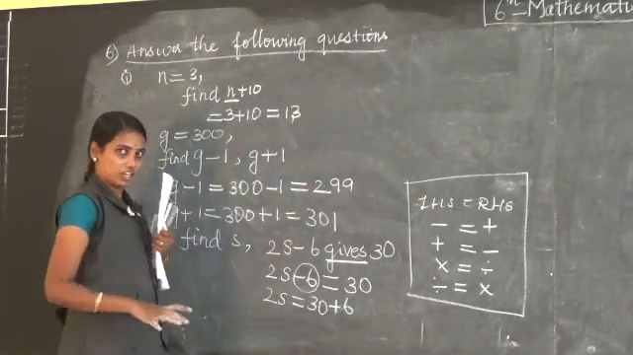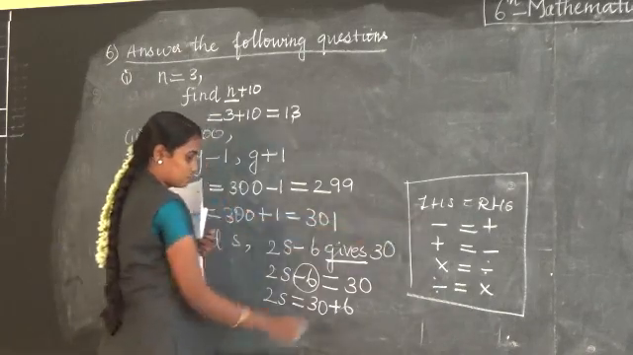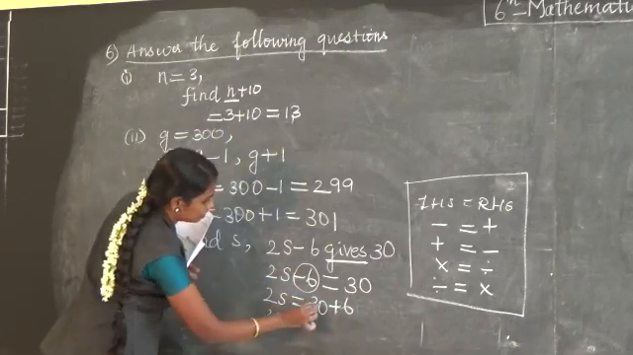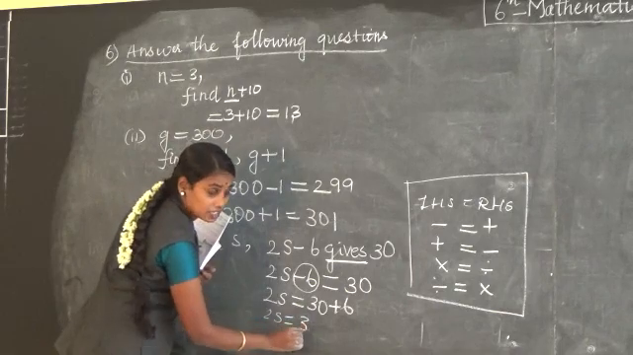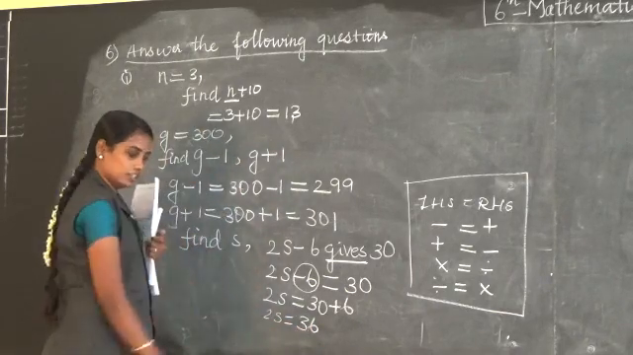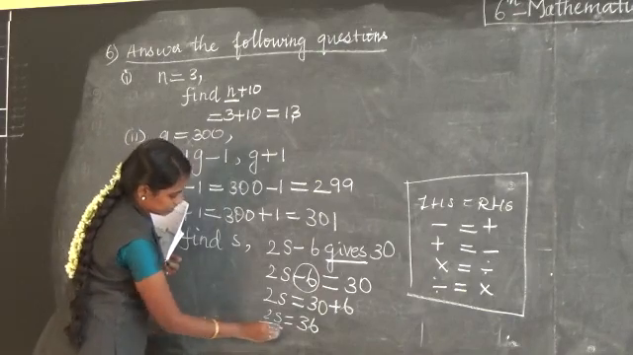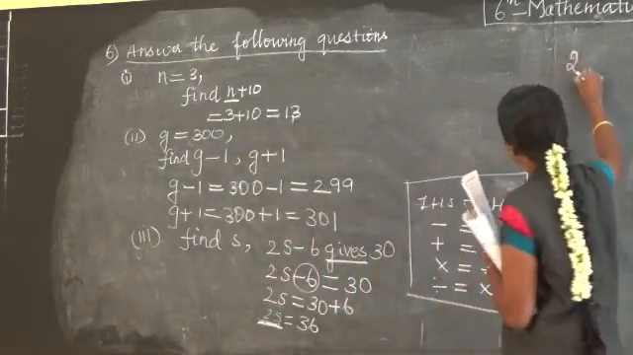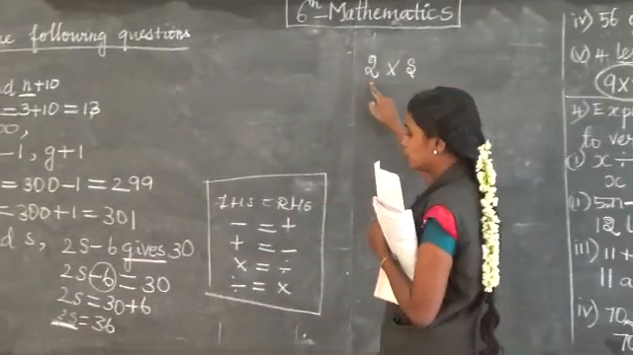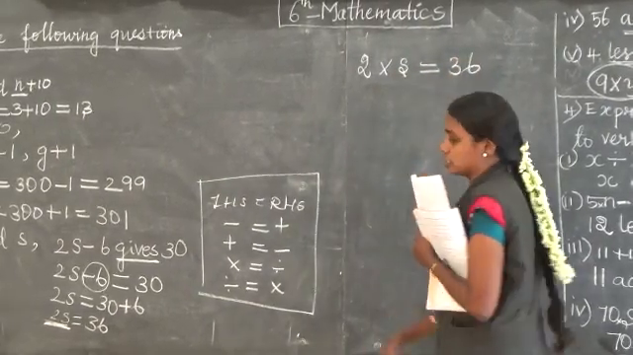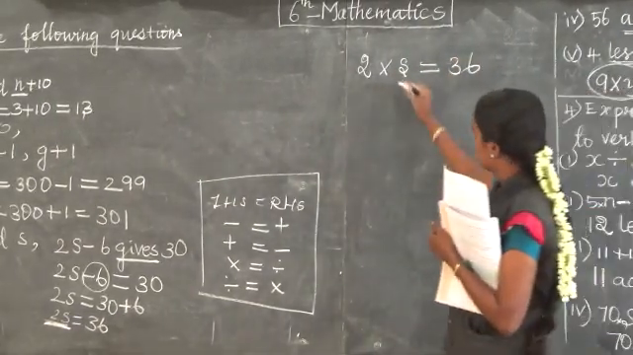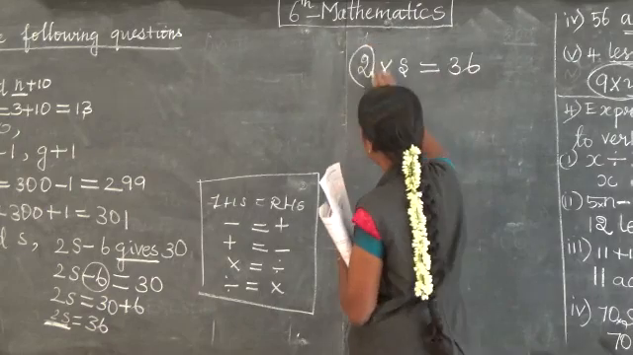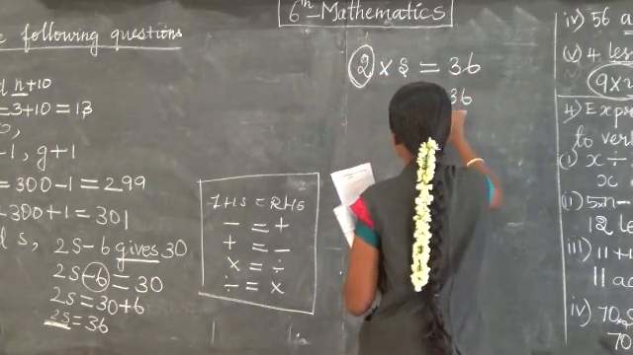So we are finding the s value, and for that only we are using this method. Minus 6 will go this side as plus. So 2s is 30 plus 6, which is 36. 2s is equal to 36. Then do we have any sign between 2 and s? We don't have any sign, so we consider it as multiplication. 2 into s equal to 36. So the multiple will go that side as divide. The 2 will go this side as divide.